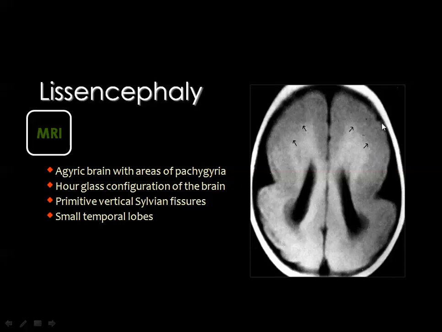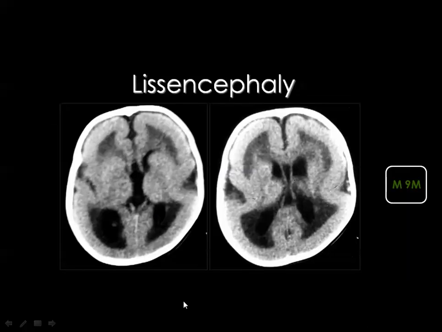You see that the cortex is very thick. You know, the thickness of the cortex is about 2 or 3 millimeters. But here, the cortex is about more than 1 centimeter. You do not see any sulci or gyri on the surface of the brain, but you see the small vertically oriented sylvian fissures. And here is a case of 9 months old boy with the white matter is not yet myelinated, and so it contains a lot of water.